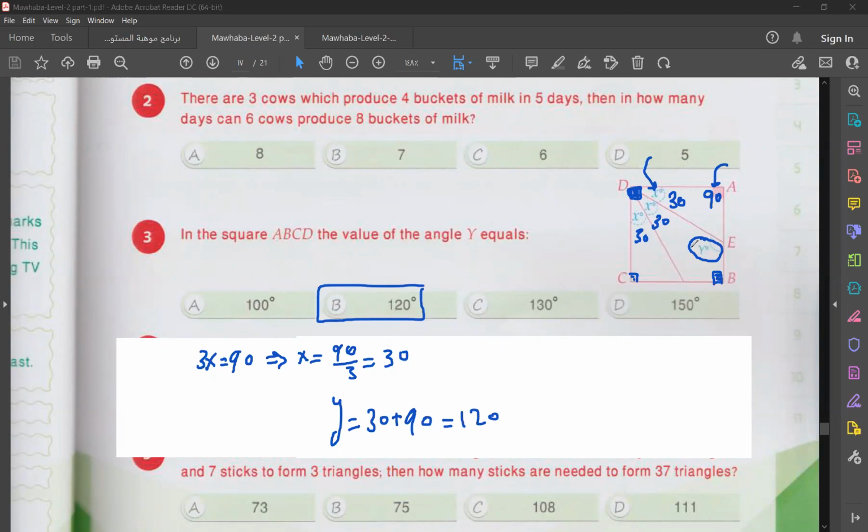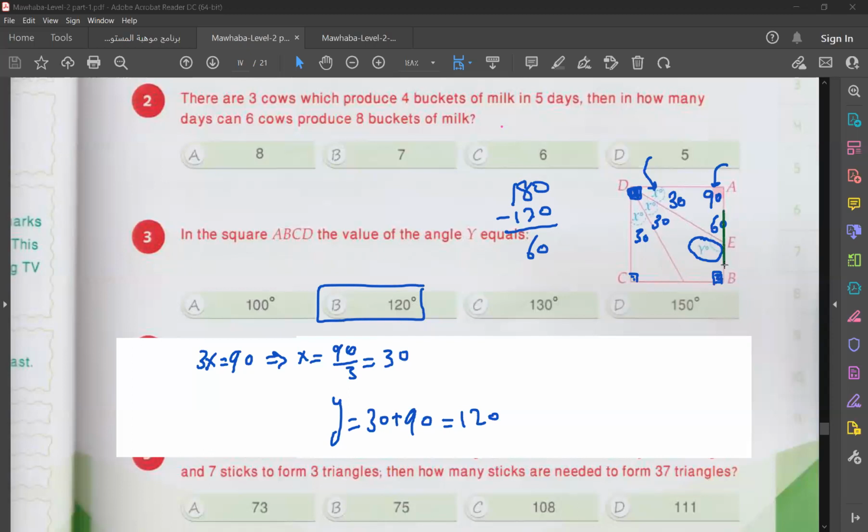120, because it's the exterior angle. Okay, if you don't know exterior angle, I will try it for this triangle. This triangle equals 180. We have 30 and 90. We subtract from 180, then we get 60. So the third angle here will be 60. Can you tell me, Abdullah, what's the angle here?